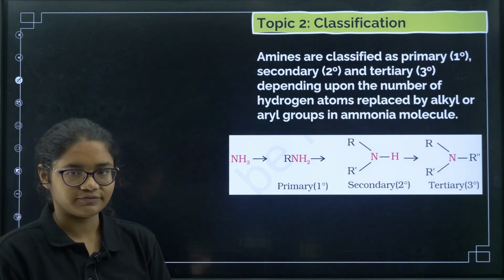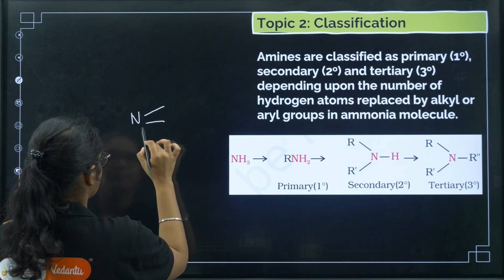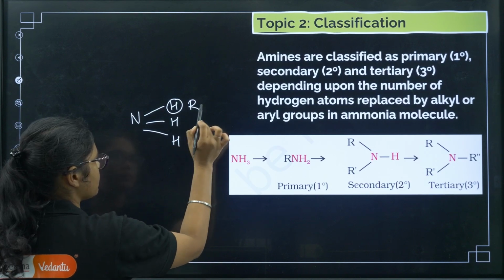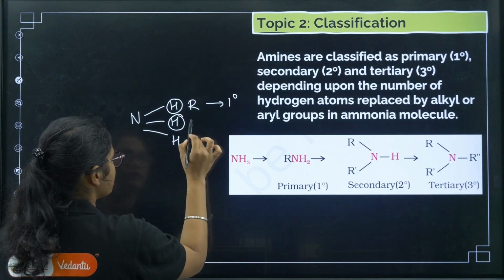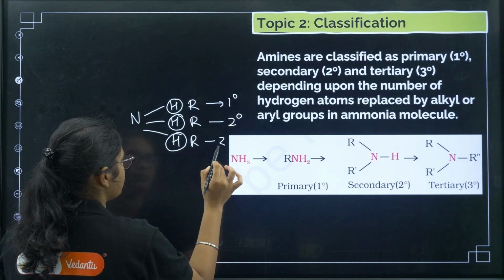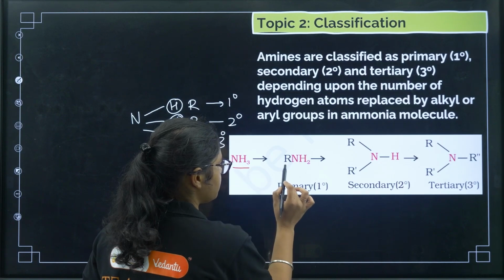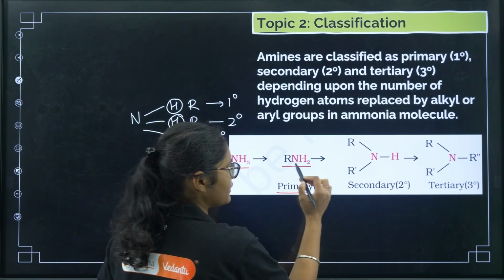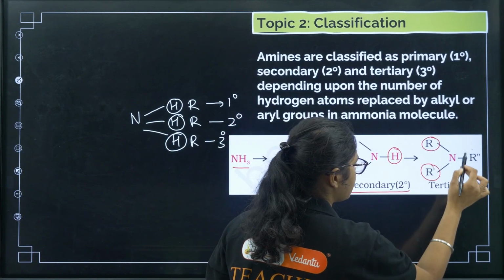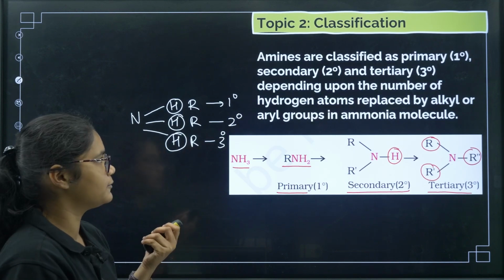Next, coming to classification. If you see, ammonia has 3 hydrogens, right? N, you have 3 hydrogens. Now if 1 hydrogen is replaced with an R group, then we call it primary. If 2 hydrogens are replaced with R groups, then we call it secondary amine, and if all 3 H are replaced with R groups, then we call it tertiary amine. So you can see here NH3, 1 H is replaced, RNH2, this is primary. Now 2 hydrogens are replaced, only 1 hydrogen is left, that is a secondary amine, and here you can see all 3 H are replaced by R groups, that is your tertiary amine. Okay, that is about classification.